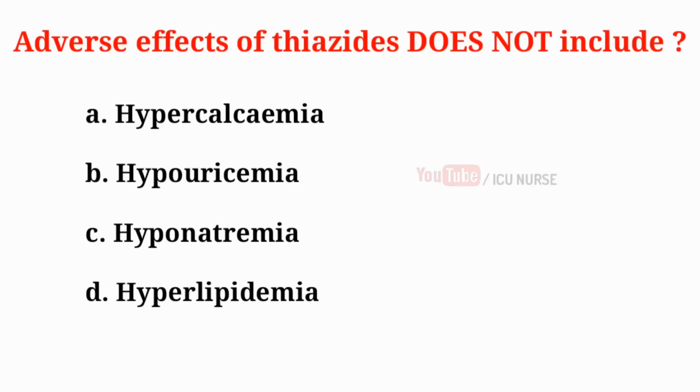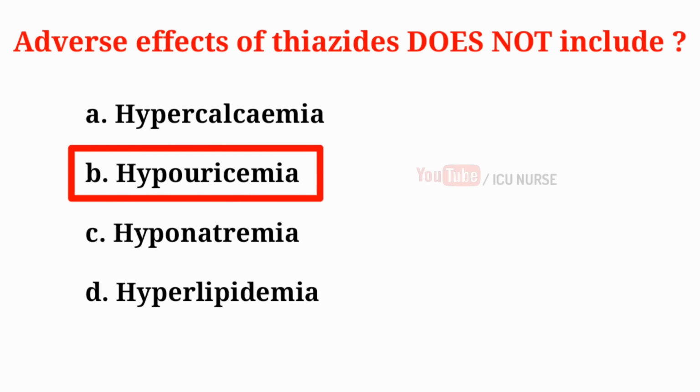Adverse effects of thiazides does not include A. Hypercalcemia, B. Hypouricemia, C. Hyponatremia, D. Hyperlipidemia. And the correct answer is B. Hypouricemia.